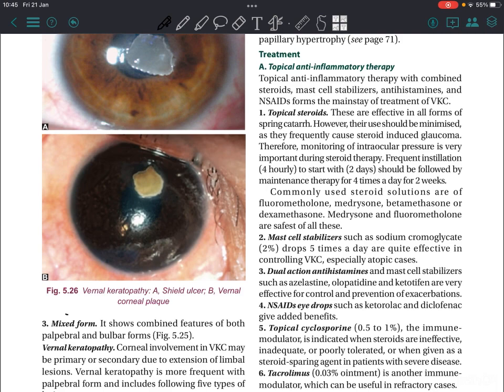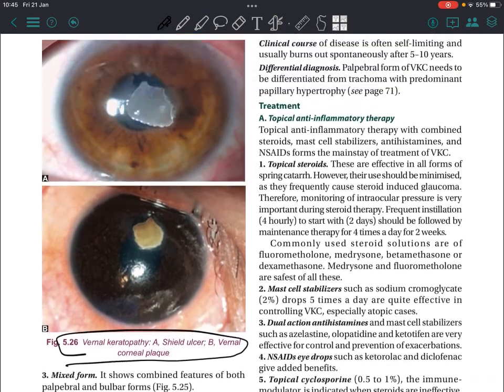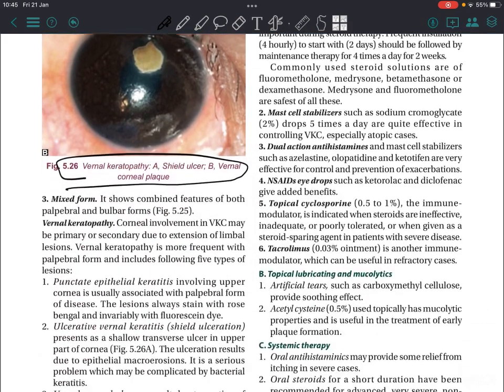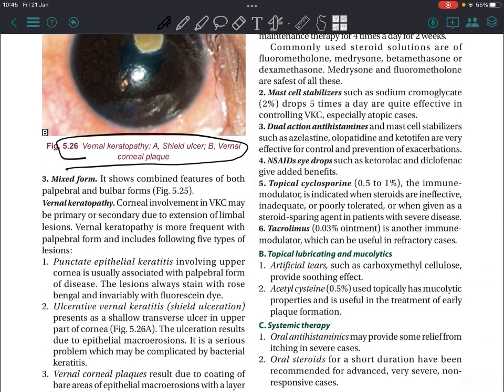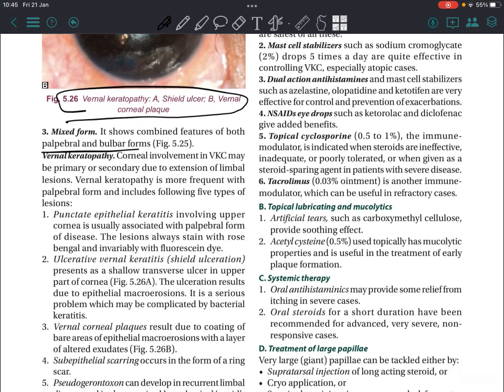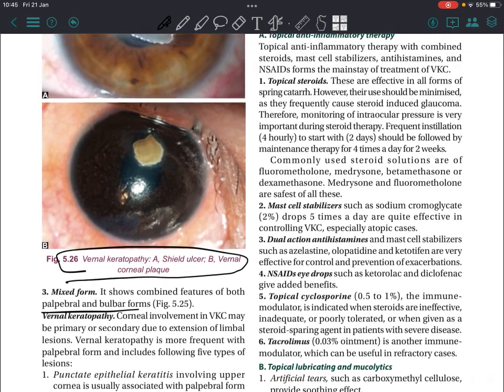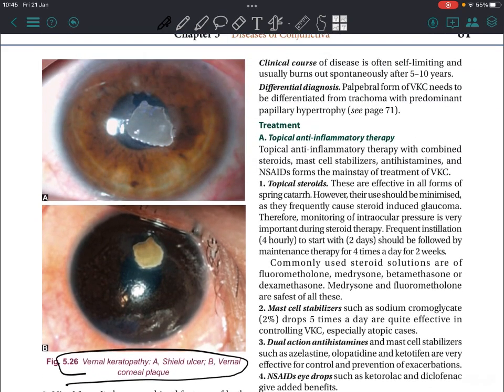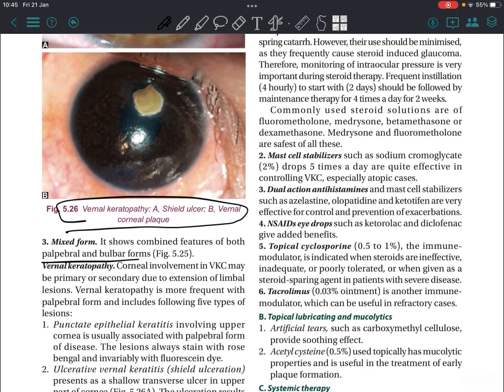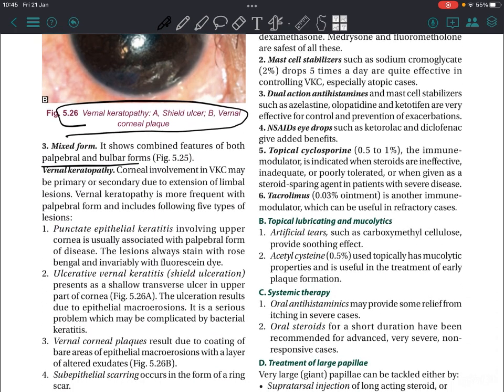Vernal keratopathy, shield ulcer, vernal corneal plaque. Mixed form: it shows combined features of both palpebral and bulbar forms. Vernal keratopathy: corneal involvement in VKC may be primary or secondary due to extension of limbal lesions.